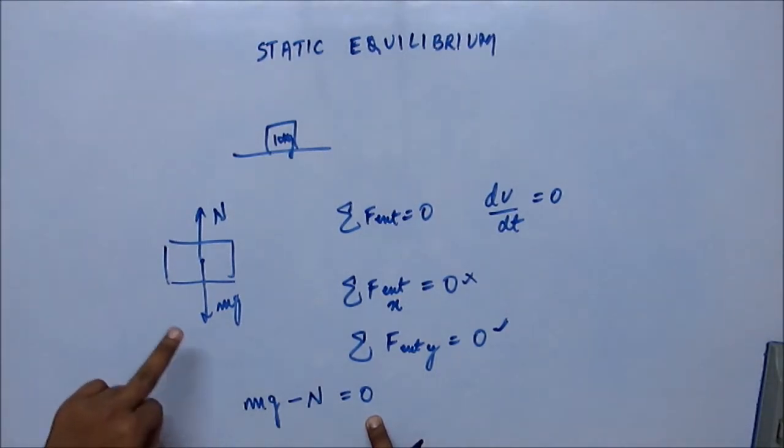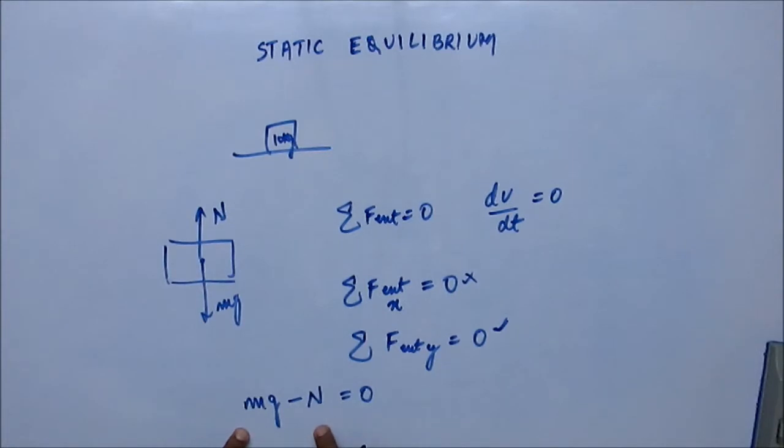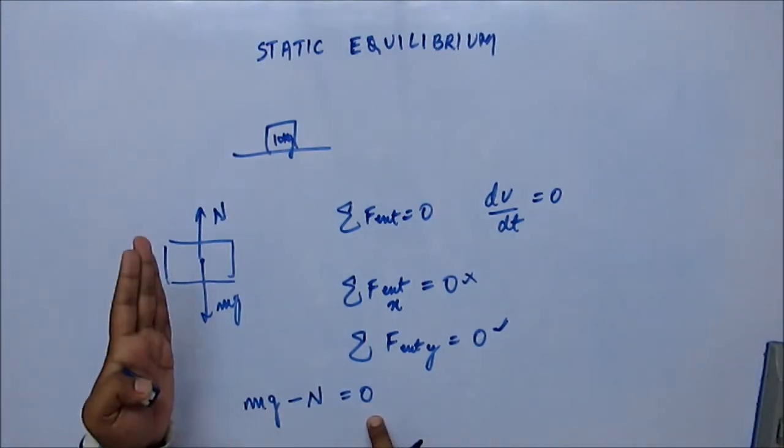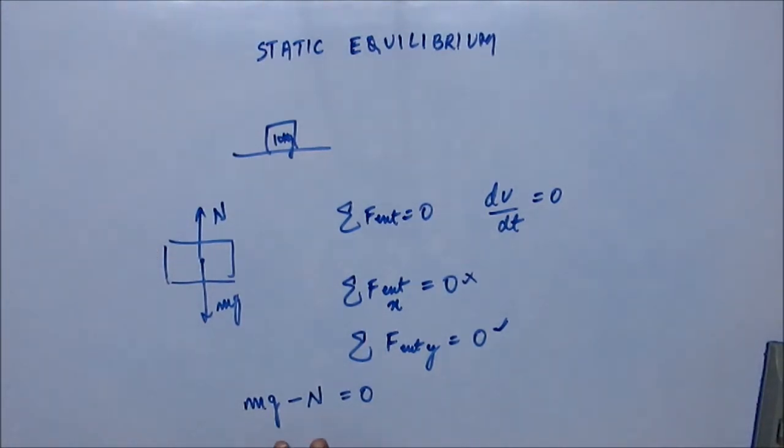In this case it is stationary, so the sum of all the external forces is 0 in the vertical direction. That's what we have done. Mg, putting N with proper sign, minus N is equal to 0. It gives us mg is equal to N. So we have found the normal reaction, that is it will be equal to mg. And if it is a 10 kg block, then the normal reaction would be 100 Newton. Okay, so this was a simple case.